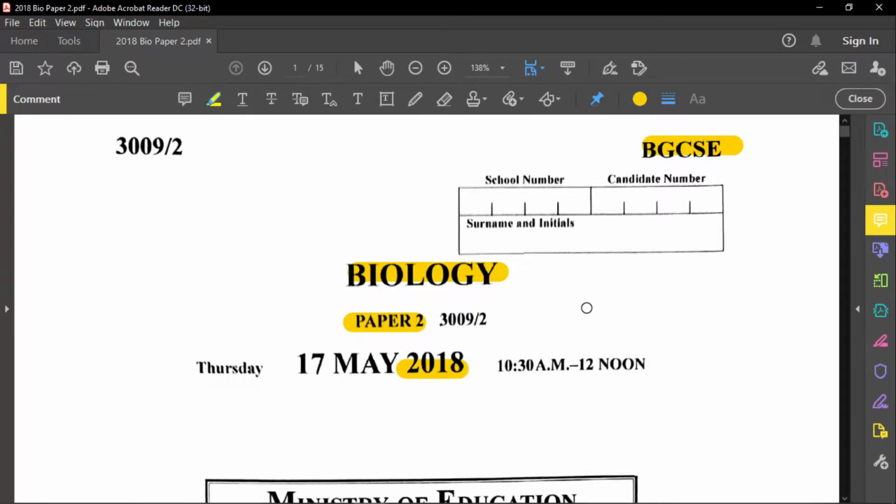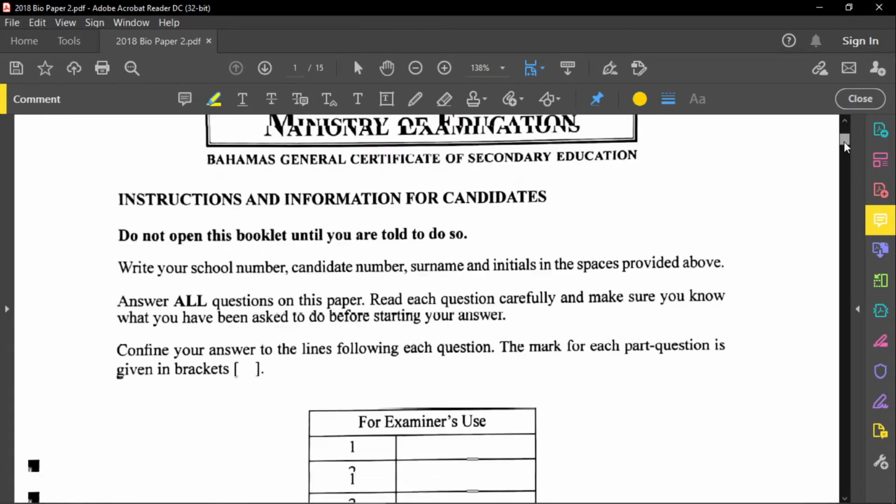Now remember, before you start this examination, you should always write a school number, always write your candidate number and your surname and also your initials. Also remember to follow all the instructions given. Also read through the instructions on this paper.